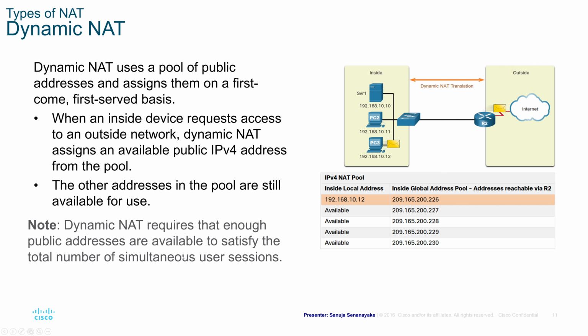Please note, dynamic NAT also requires that enough public addresses be available to satisfy the total number of simultaneous user sessions. So just like static NAT, dynamic NAT also requires that enough public addresses are available for simultaneous use. On the right hand side, you can see a situation where we have dynamic NAT configured. In this case, the router will be dynamically assigning those NAT translations based on the requests it gets from the inside network.